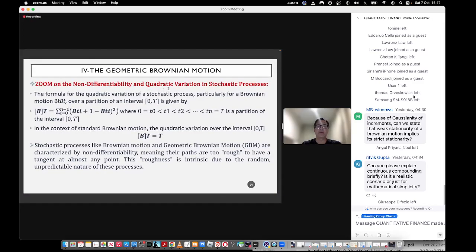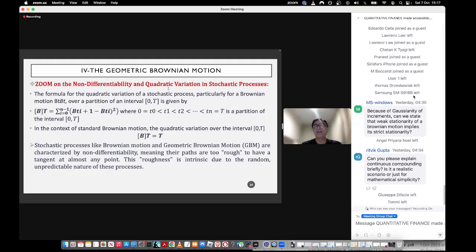Okay. And I made a little zoom on non-differentiability and quadratic variation of stochastic processes. What is quadratic variation? It's great stuff. We talk about quadratic variation, but sometimes we don't really have a grasp of the intuition behind it, and I think it's really important to remember that. So here you have the formula, the math.